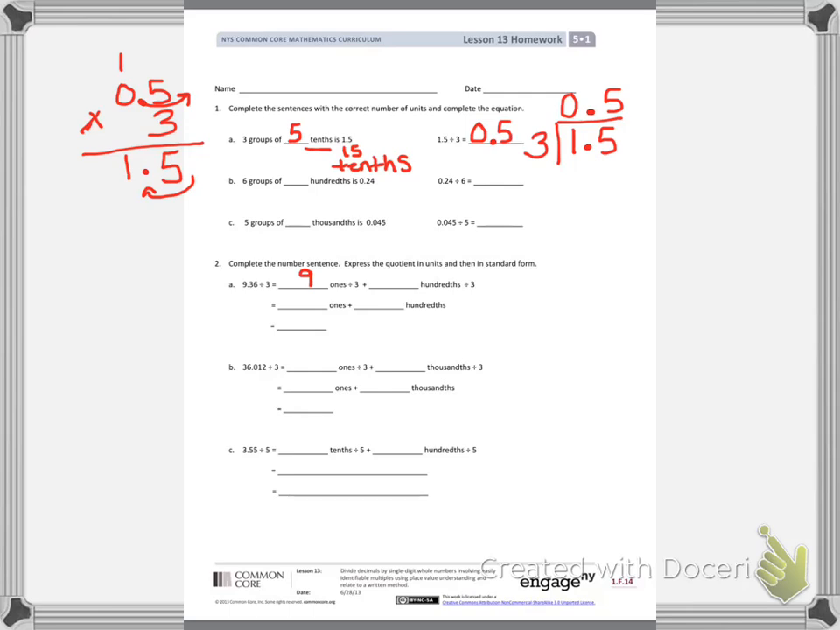And then we're going to look at how many hundredths we have, and in the rest of the problem we would have 36 hundredths left over. So we're going to take the 9 ones and divide it by 3, plus we're going to take our 36 hundredths and divide it by 3. So if I take 9 and divide it by 3, I'll get 3 ones, and if I take 36 hundredths and divide it by 3, I'll get 12 hundredths. So the final answer will be 3 ones and 12 hundredths.